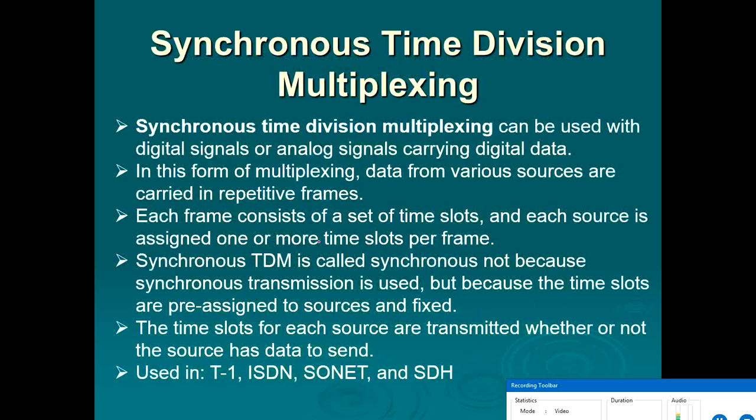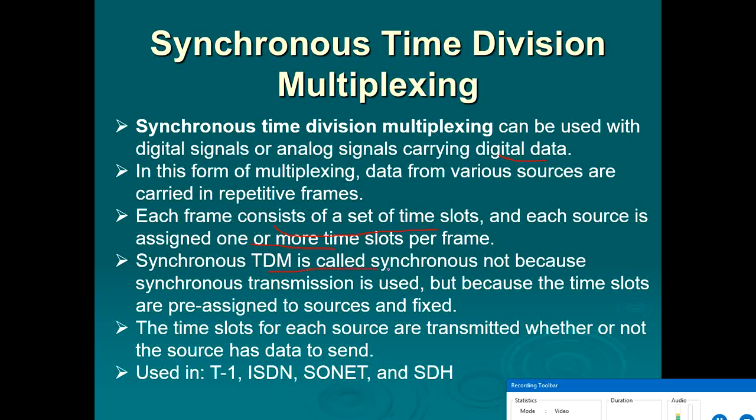Now we talk about synchronous time division multiplexing. It's a type of time division multiplexing. Synchronous time division multiplexing can be used with digital signals or with analog signals which carry digital data. In this form of multiplexing, data from the various sources can be carried in repetitive frames. This is what I showed. So repetition of frames is there. Each frame consists of a set of time slots, and each source is assigned one or more time slots per frame. So each source is given a time slot.